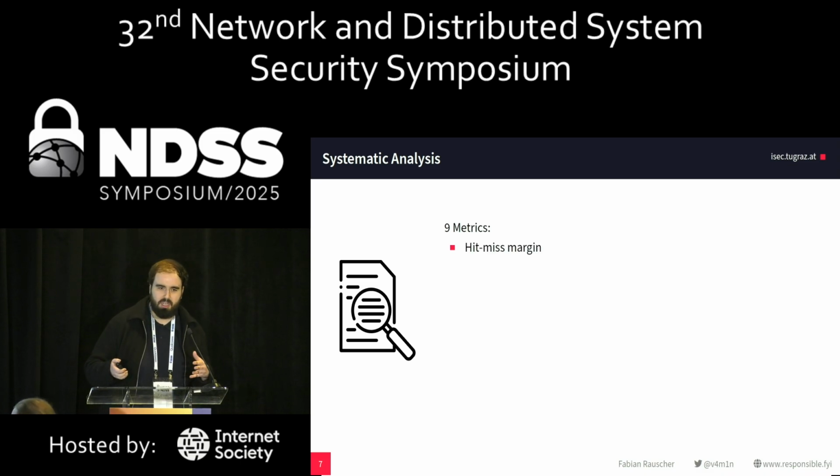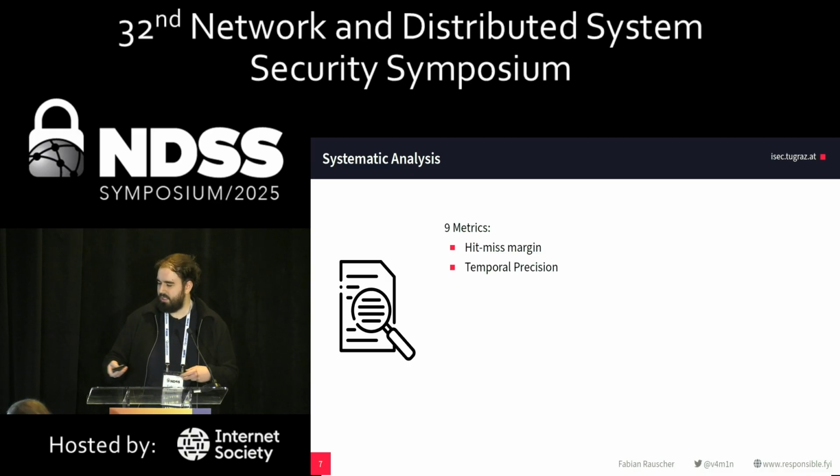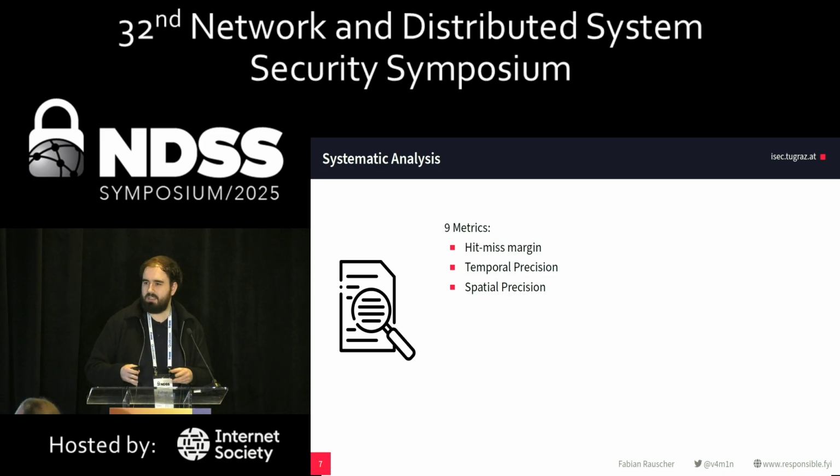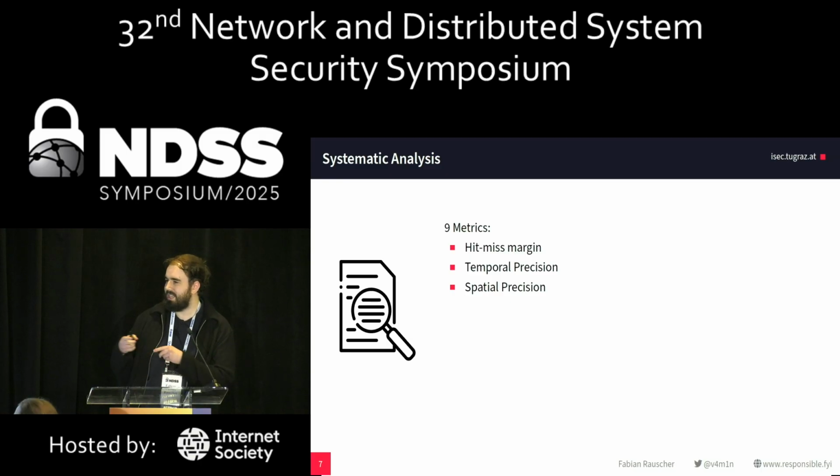The hit-miss margin: how much time is there between when you detect an access and when there was no access. There is the temporal precision, that's like how long does it take to detect an access. Spatial precision is like how accurate can we detect an access? Is it just, can we detect an access in a cache set? Can we detect the exact cache line?